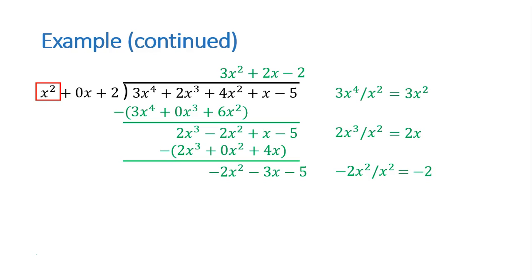Multiply again. Negative 2 times x squared is negative 2x squared. Negative 2 times 0x is 0x again. And then negative 2 times 2 is going to be negative 4. So line all of these up. Our first terms cancel. And we're left with a remainder of negative 3x minus 1.